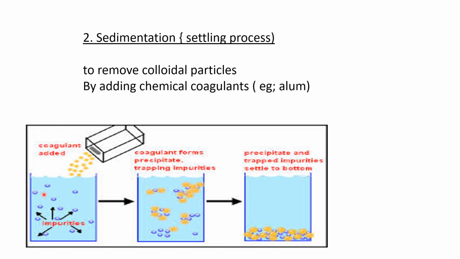So sedimentation is used to remove colloidal particles from sewage water. These colloidal particles can't be removed through the primary process. They can only be removed through sedimentation. So in order to remove colloidal particles, we first have to coagulate or precipitate them. To do that, we add some chemical coagulant like alum, so they undergo coagulation. After coagulation, when we allow them to settle, all the colloidal particles precipitate under the beaker. So we can separate the colloidal particles from sewage water.